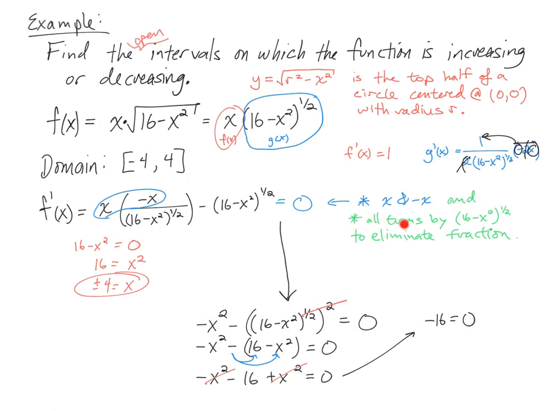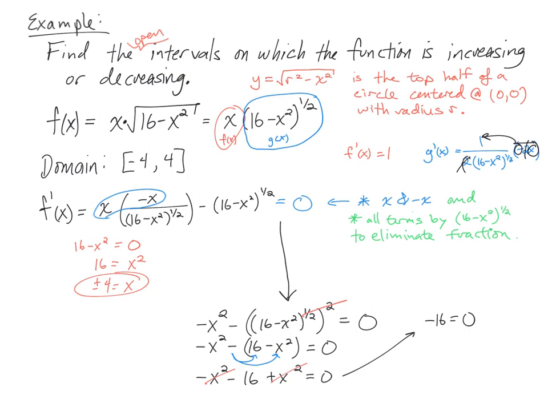And I multiplied all the terms by 16 minus x squared to the 1/2 power to eliminate the fraction. So when I did that here, that got rid of this. When I did that here, it became 16 minus x squared to the 1/2 power times itself. That's why the square was here. Equals 0, because 0 times anything is just 0 on this side. And from here, I think all of the steps are pretty self-explanatory.